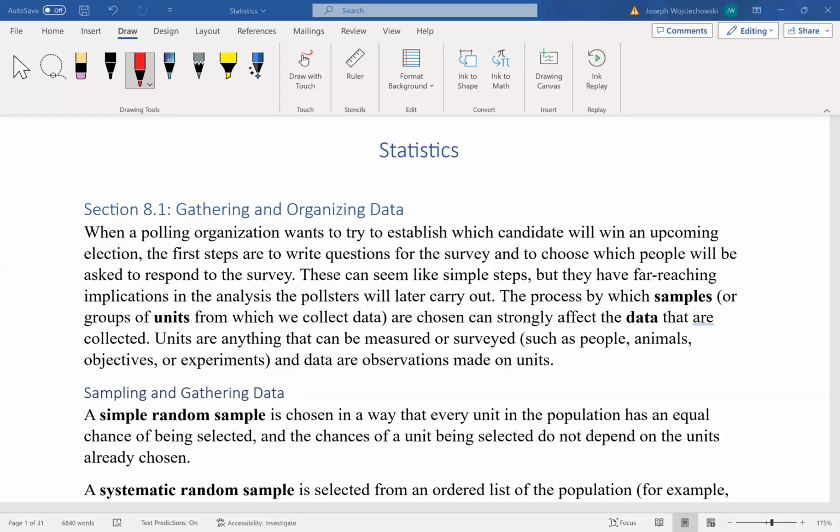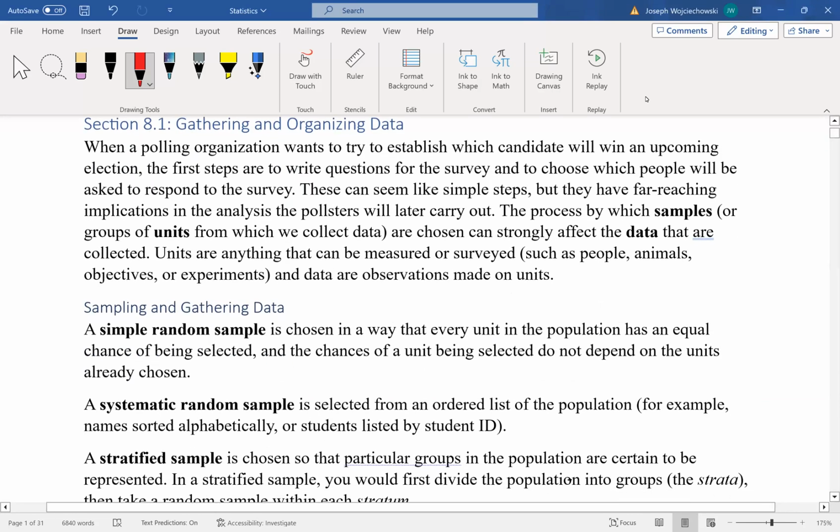Okay, today we're going to look at section 8.1, gathering and organizing data. So when a polling organization wants to try to establish which candidate will win an upcoming election, the first steps are to write questions for the survey and to choose which people will be asked to respond. These can seem like simple steps, but they have far-reaching implications in the analysis the pollsters will later carry out.